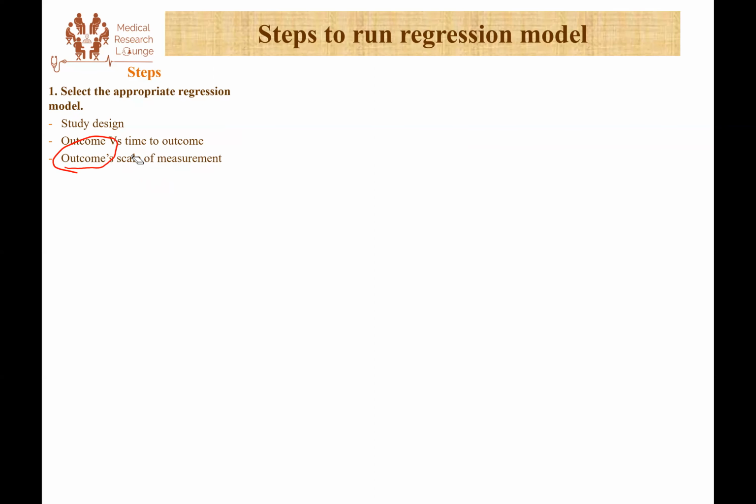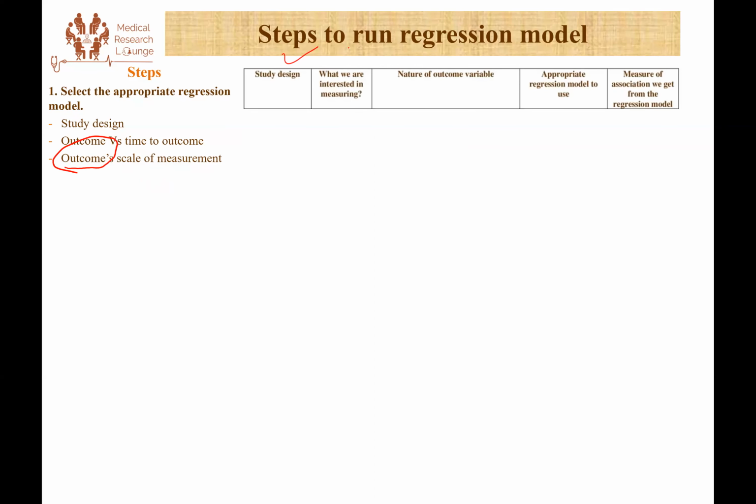So let's see, based on the study design, whether we're interested in the outcome or the time to the outcome, and the scale of measurement of the outcome, the proper types of regression analysis. So the first thing is, oops, I'm sorry, something happened to the table.